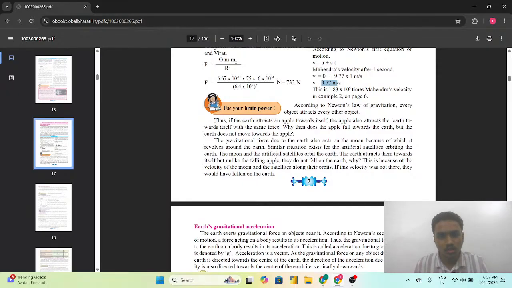Thus, if the Earth attracts an apple towards itself, the apple also attracts the Earth towards itself with the same force. Why then does the apple fall towards the Earth but the Earth does not move towards the apple?